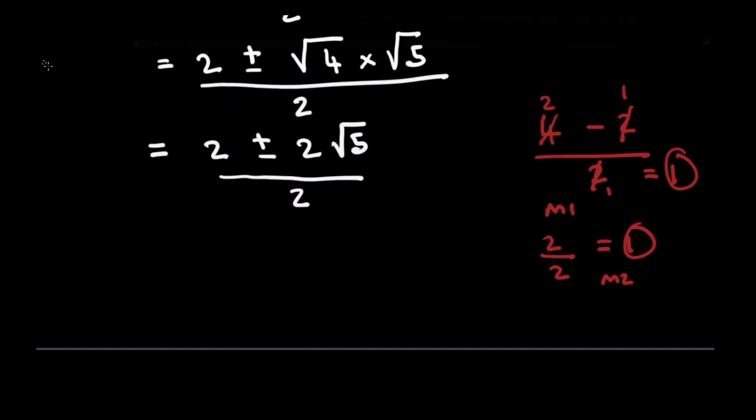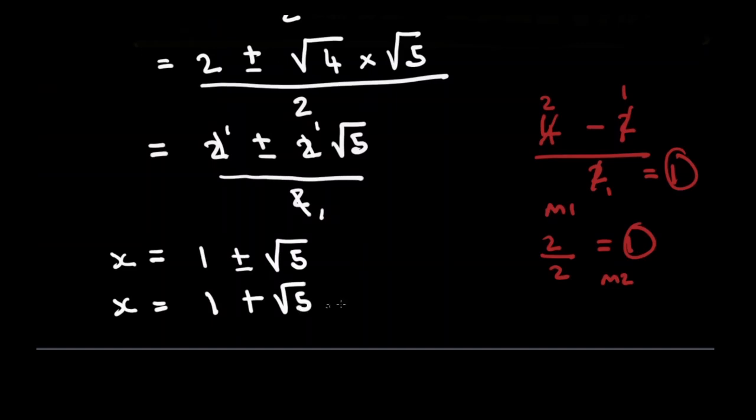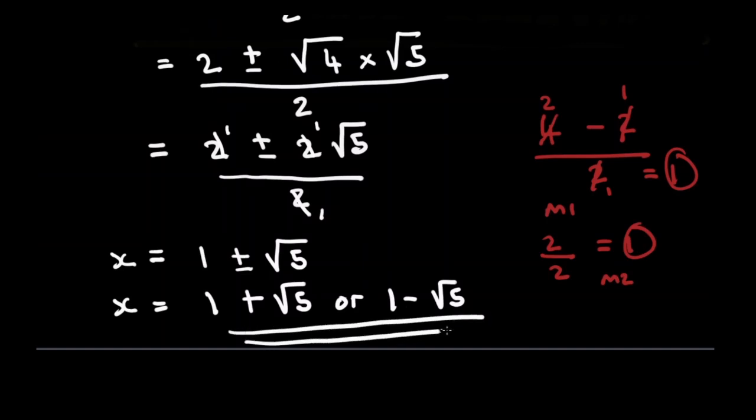We are going to apply this principle here. 2 into 2, it's 1. 2 into 2, it's 1, and 2 into 2, it's 1. This means that x is equal to 1 plus or minus the square root of 5. And if we are to break down this value, x becomes equal to 1 plus the square root of 5, or 1 minus the square root of 5. This is our final answer.